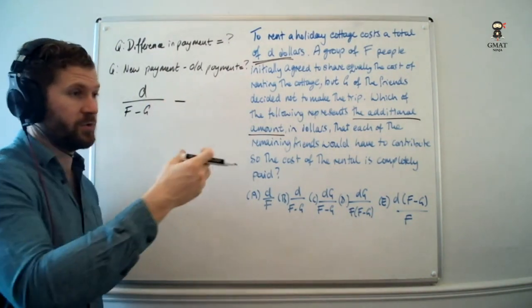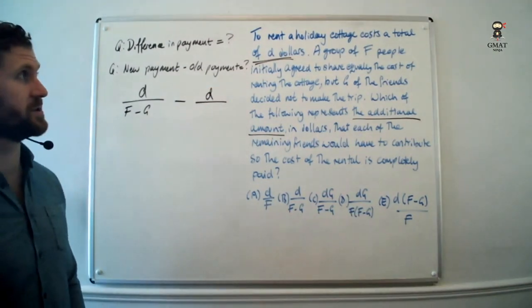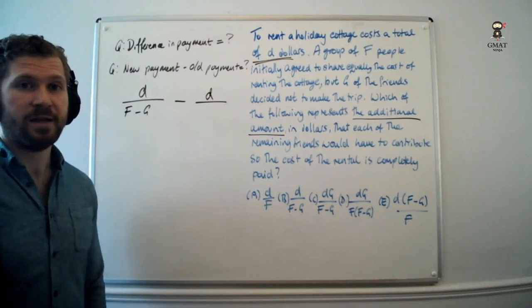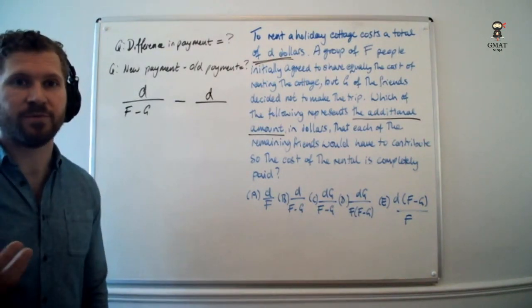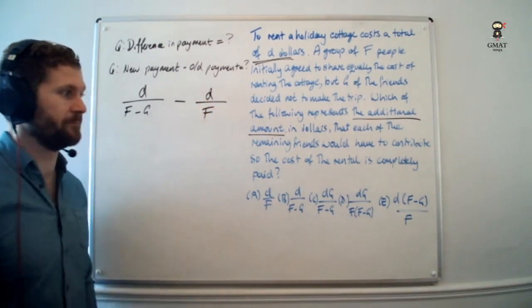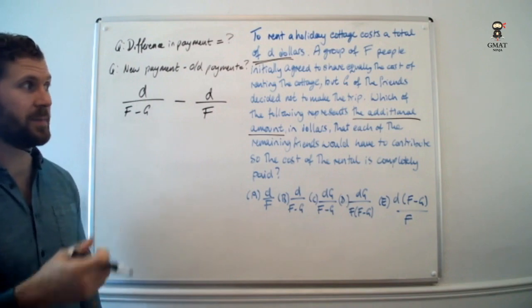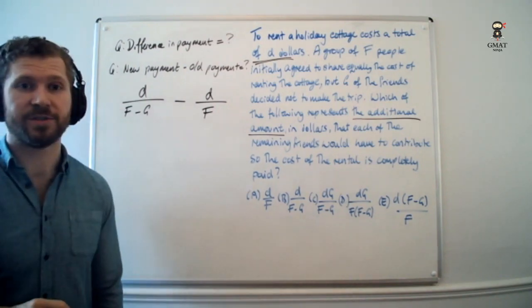Now, the total amount they were going to pay remains the same. That holiday cottage still costs D dollars. Initially, it was a group of F people. So the amount that each of them would have to pay would just be D over F. As you can see, that's taken some time. We had to really think about that. I had to be very careful about what's in the passage.